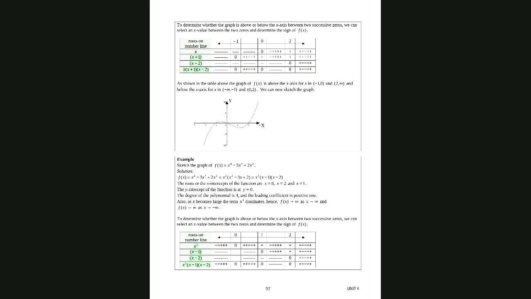Then you factorize x squared minus 3x plus 2. We have x minus 1, x minus 2. Please, you have to know that this factorization is very crucial, because if you don't take your time and get this factorization wrong, everything that you do will be wrong.